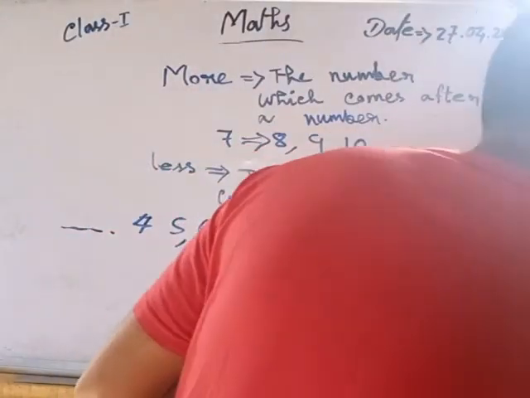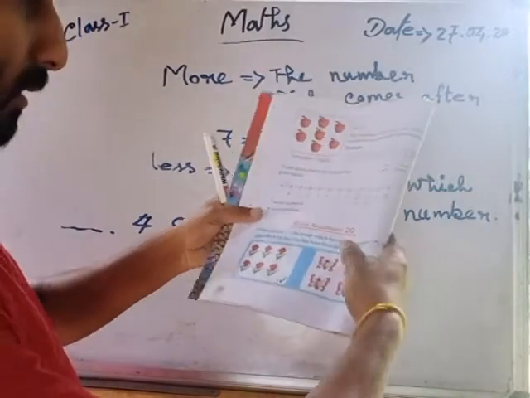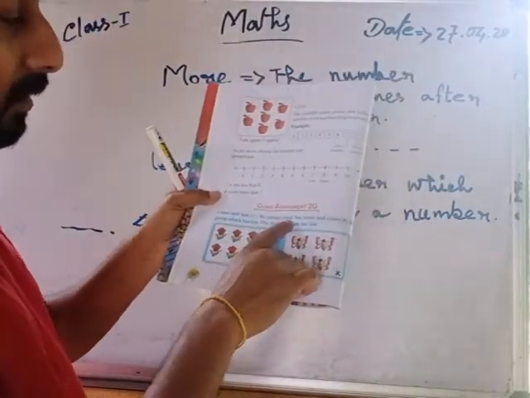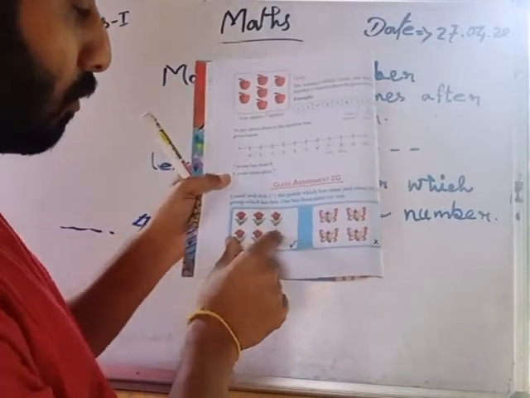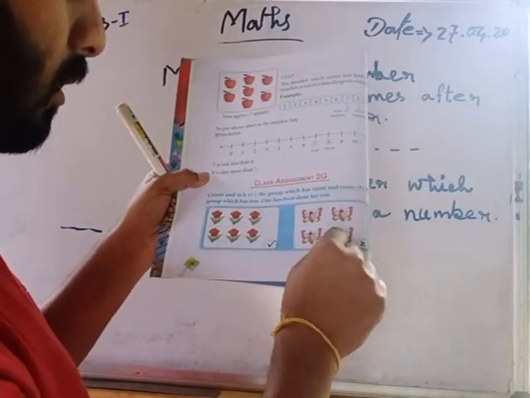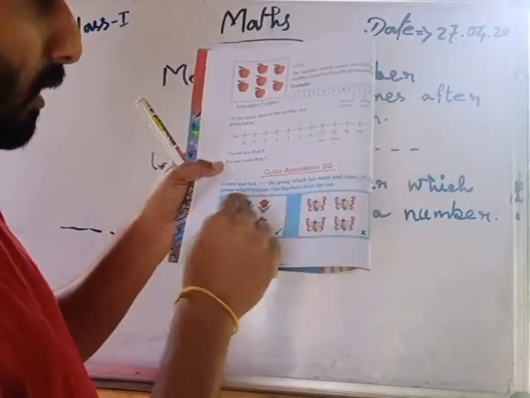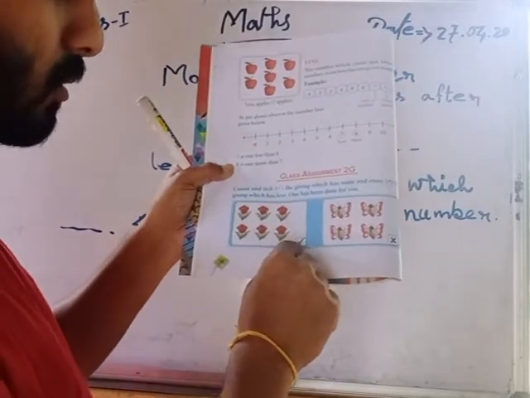From your text, here is some homework. Count and tick the groups which have more. If these are more, you should tick here. If it is less, you should cross here. 1, 2, 3, 4, that means 1, 2, 3, 4, 5, 6. 6 is more, that's why you should tick here.